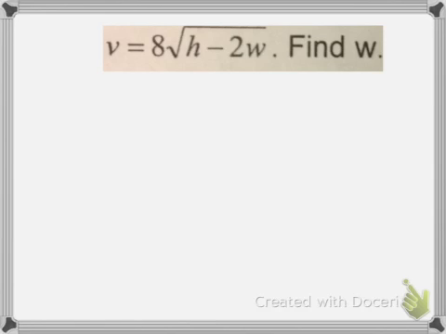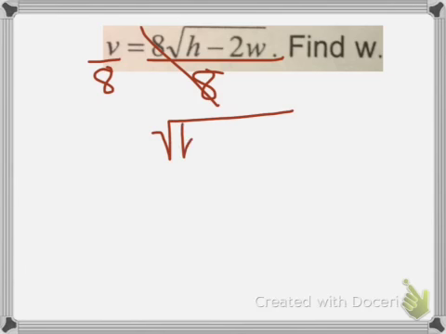So if I was actually going to solve this problem, I typically want to get rid of everything that's outside of the radical first. So I see that there's an 8 being multiplied to what's in the radical, so I'm going to get rid of that first by doing the opposite of multiply, which is divide by 8 on both sides of the problem. When I do that, the right side will cancel, leaving me with just the square root of h minus 2w equals v over 8.